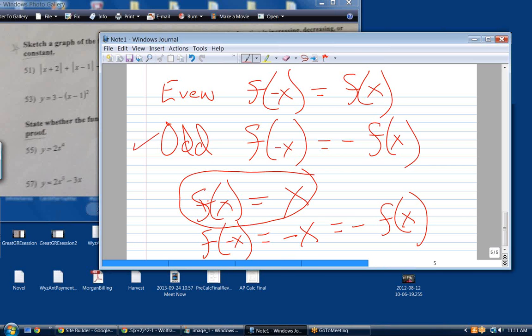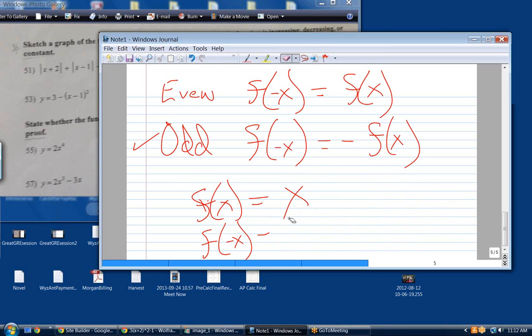Notice that when I plug in minus x, that's always the test, you plug in minus x for x, you get not the same function. I didn't get x. I got negative x, which is negative f of x. Okay. So that's the key. Let's try another one that I'll make up. f of x is x squared. Is that odd or even?